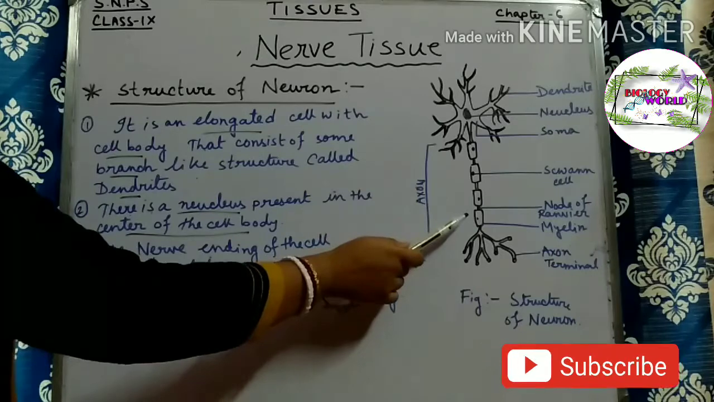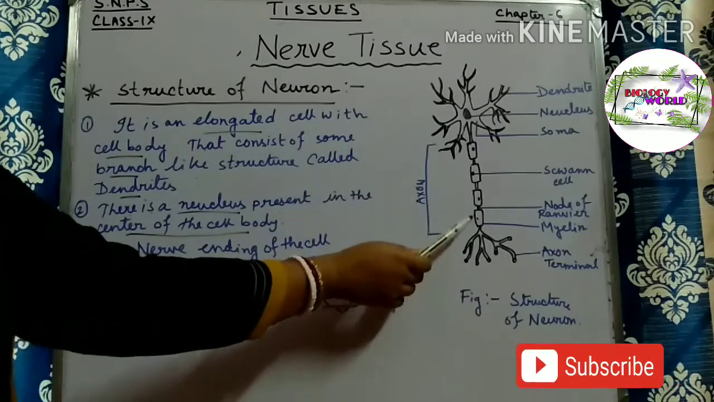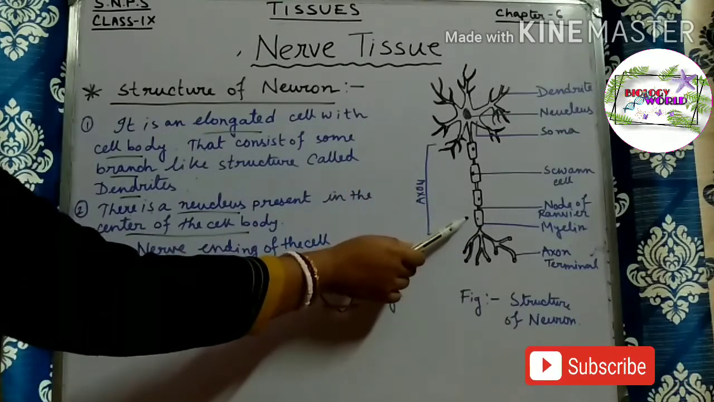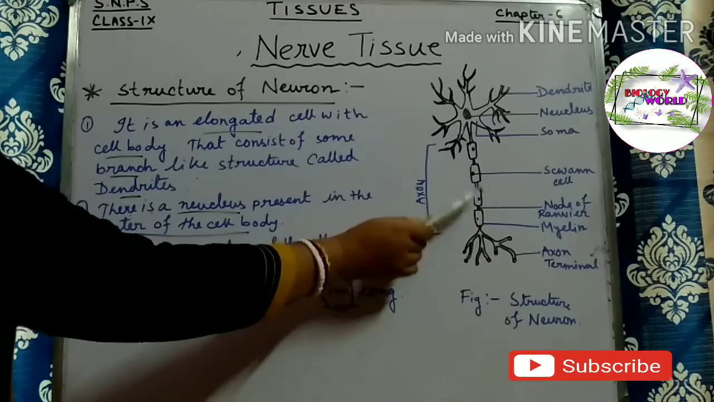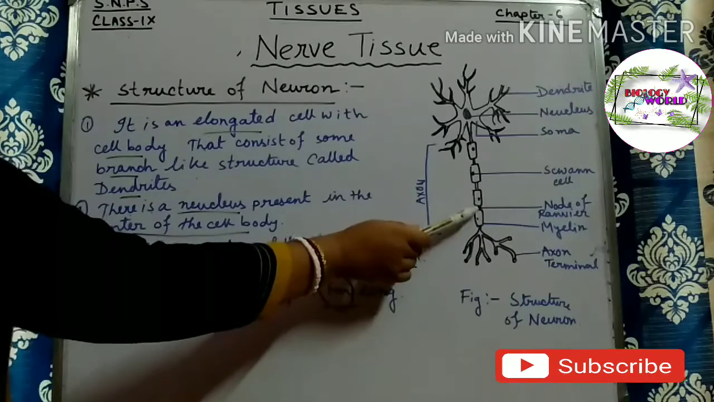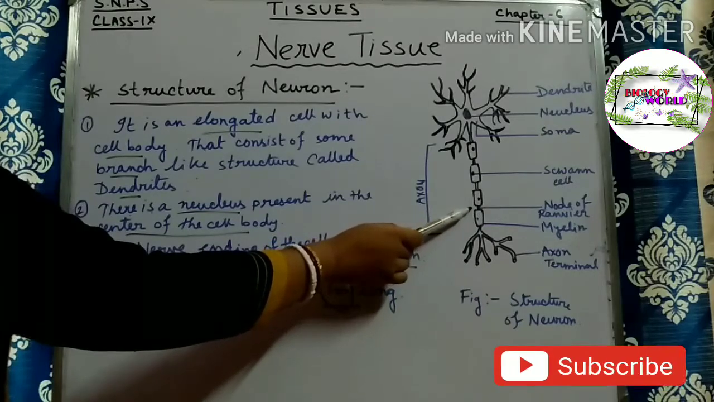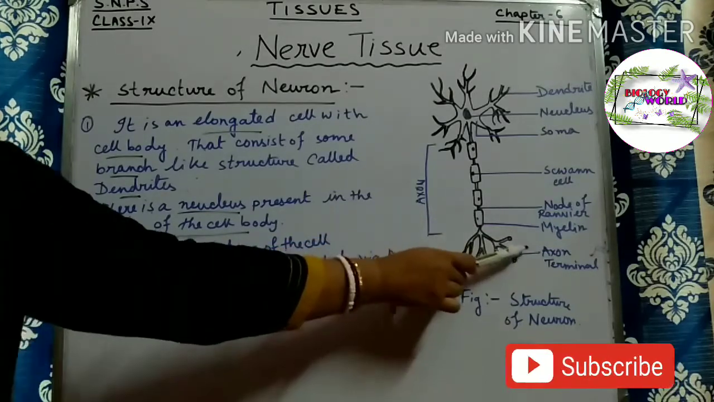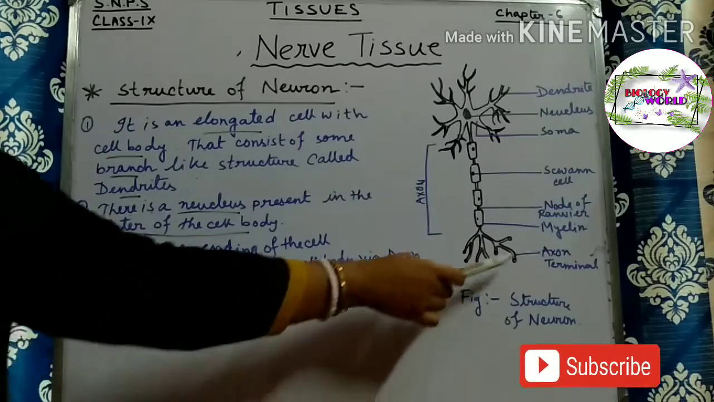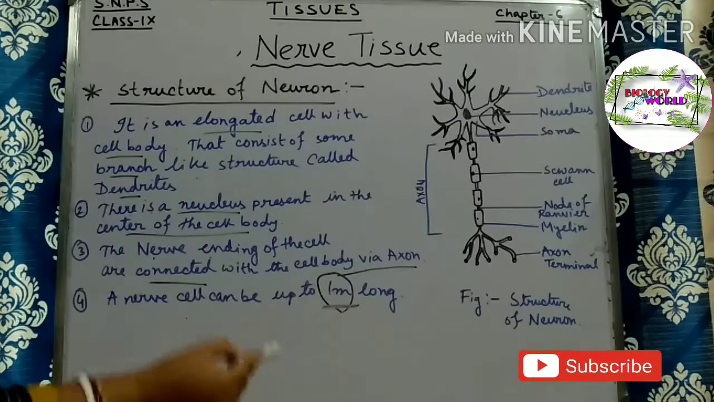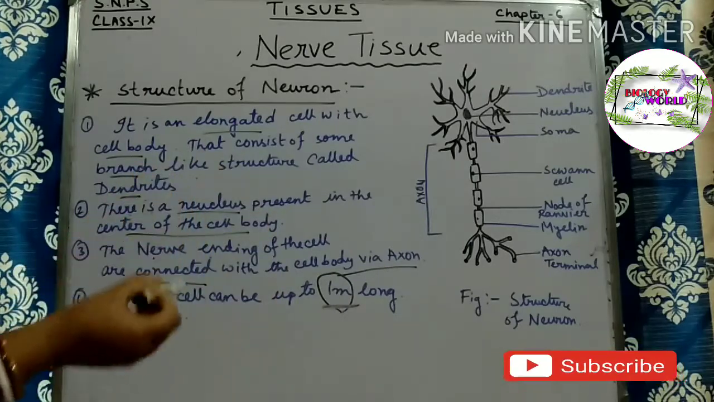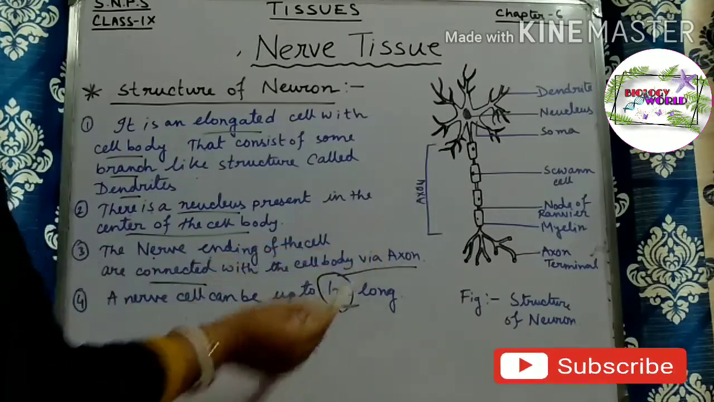This axon consists of some myelin. The myelin is made up of Schwann cells. Between two myelin sheaths there is a node of Ranvier. And this last branched portion is known as the axon terminal. So this was the structure of the neuron. Next, I will explain about each structure.